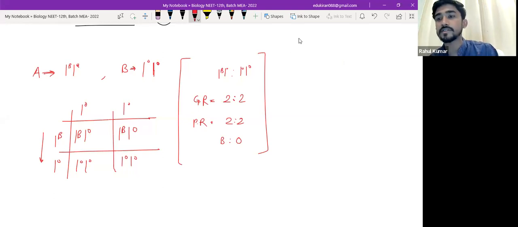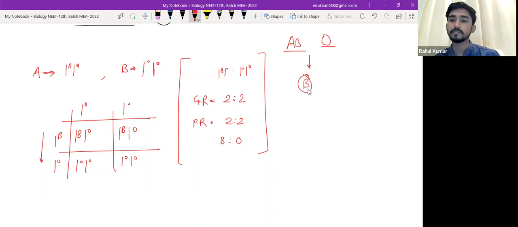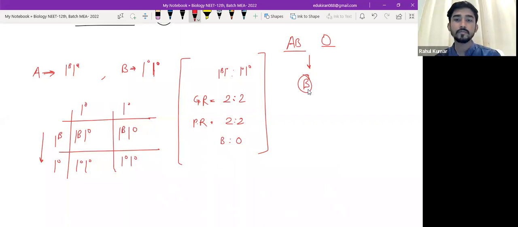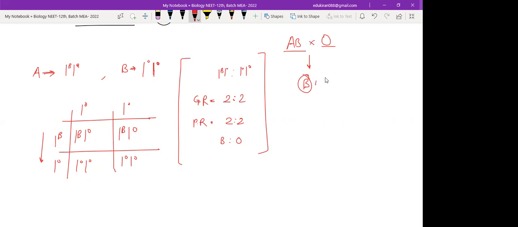But if the question says that one parent had blood group AB and the other parent had blood group O, is it possible to have a kid with blood group B? A, B and O are the two parents. Can the kid have blood group B, biological kid? Yes, it is possible, right? Does everyone understand what kind of questions can be asked? Yes, sir. Okay, very good.